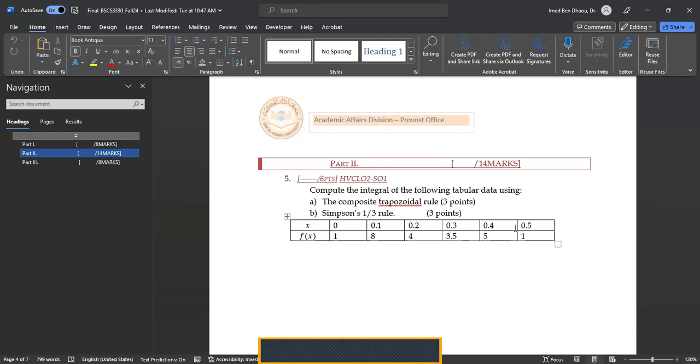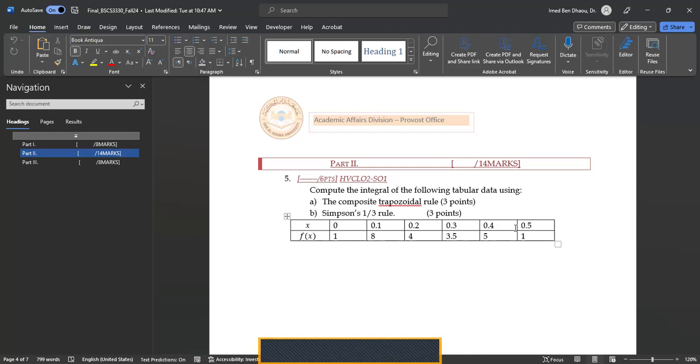Can you help me solve this problem? I can certainly try to help you with the problem. It looks like you need to compute an integral using both the trapezoidal rule and Simpson's 1/3 rule. Do you want me to walk you through the steps? No, just for simplicity, just consider A. So solve the problem using only the composite trapezoidal rule.